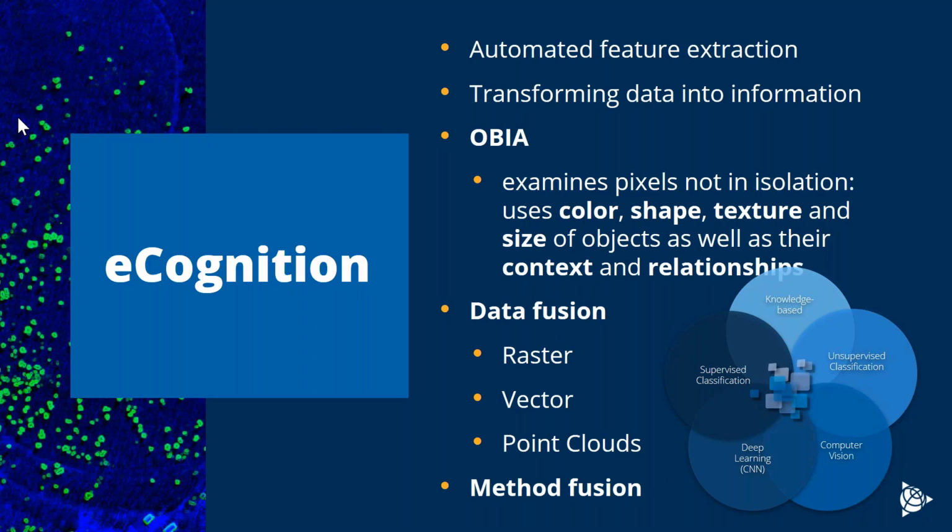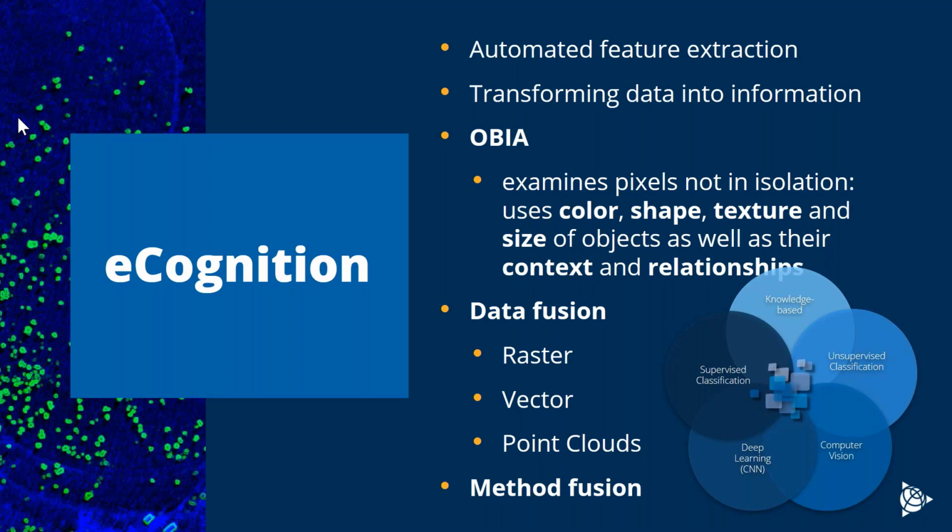Let's start with OBIA, so object-based image analysis. That means we're not looking solely at single pixels. We are creating image objects, and then you can address the color, shape, texture, and size of those objects. So you get additional statistics, and you also can address the context and relationships of objects.